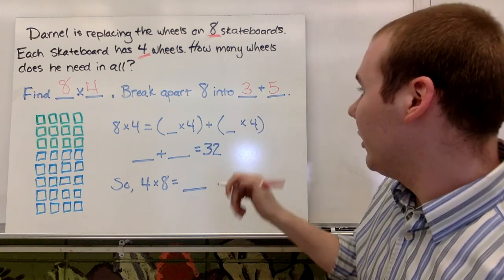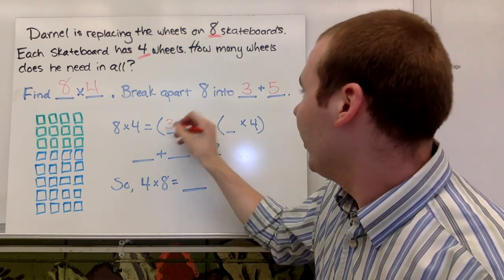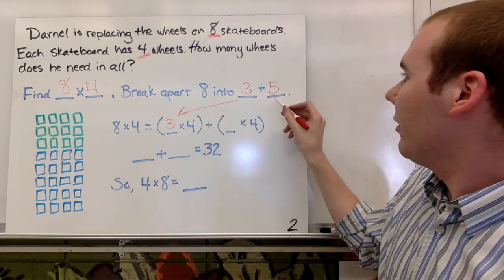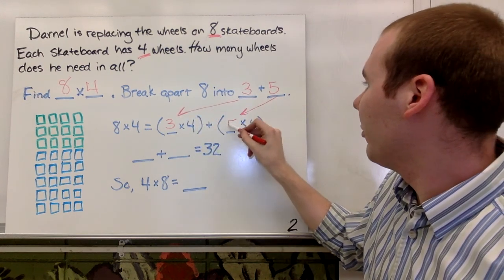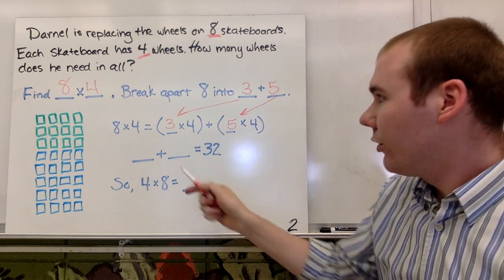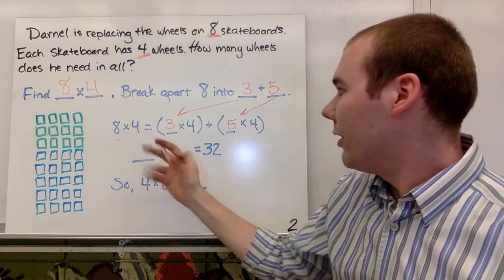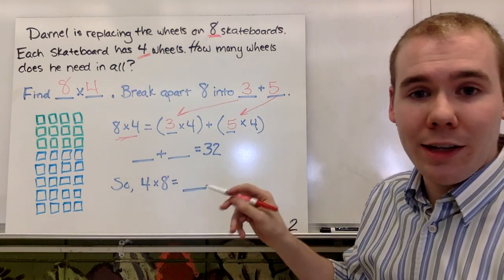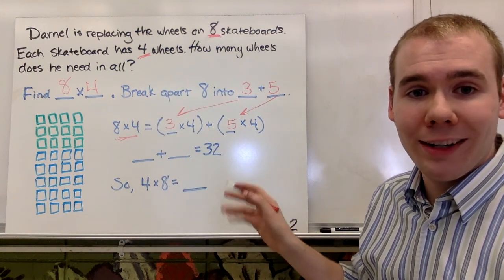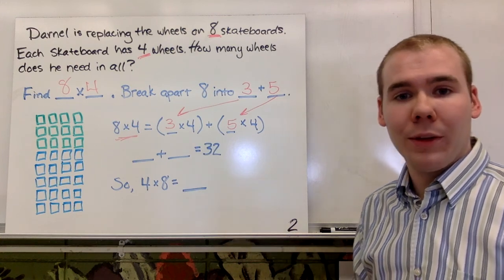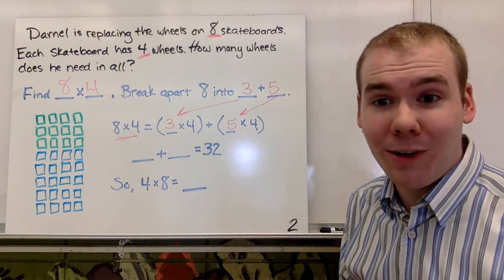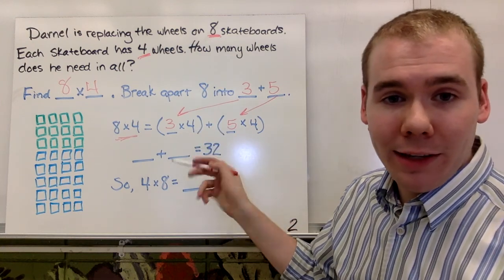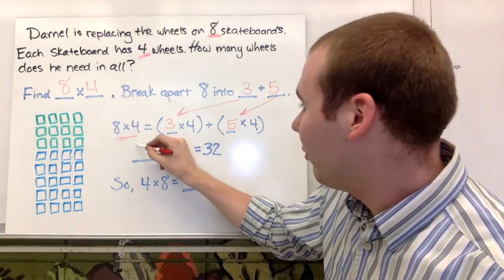So 8 times 4 can equal 3 times 4 from up here. That's going to go right to that spot. And 5 times 4. So instead of just saying 8 times 4, an alternate way using the distributive property is to say 3 times 4 plus 5 times 4 is the same as 8 times 4, because 3 plus 5 both equal 8.